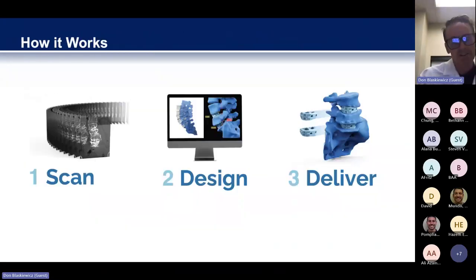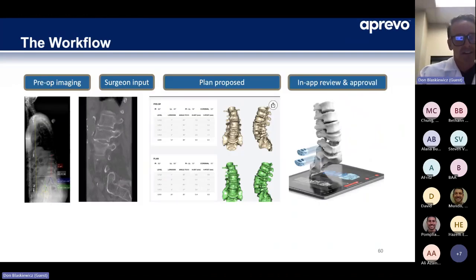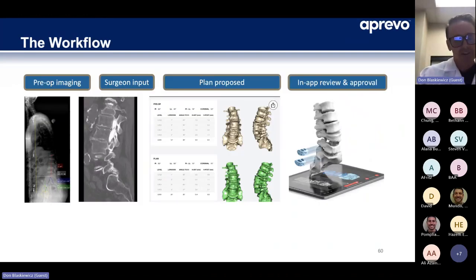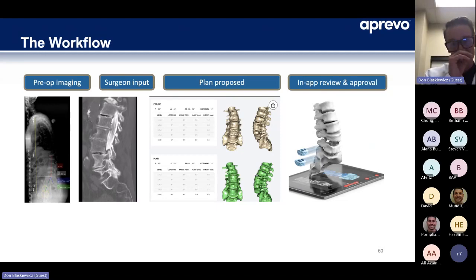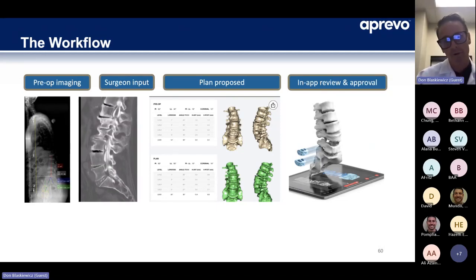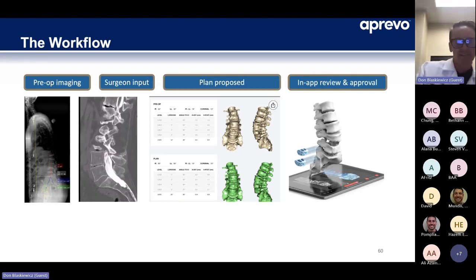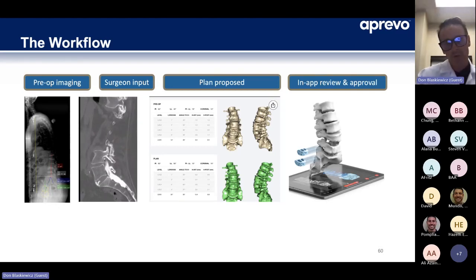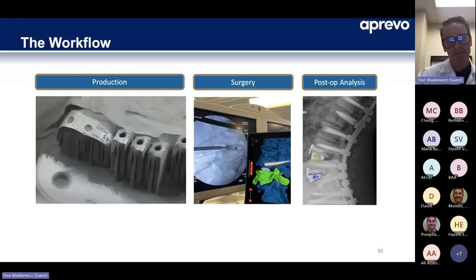And so how this works is similar to the UNiD. We start with preoperative imaging. Surgeon input is important with this. There's a proposed plan, and this plan can go back and forth. I usually do weekly video meetings with my team to go over the upcoming cases. Once approved, implants are made and delivered.